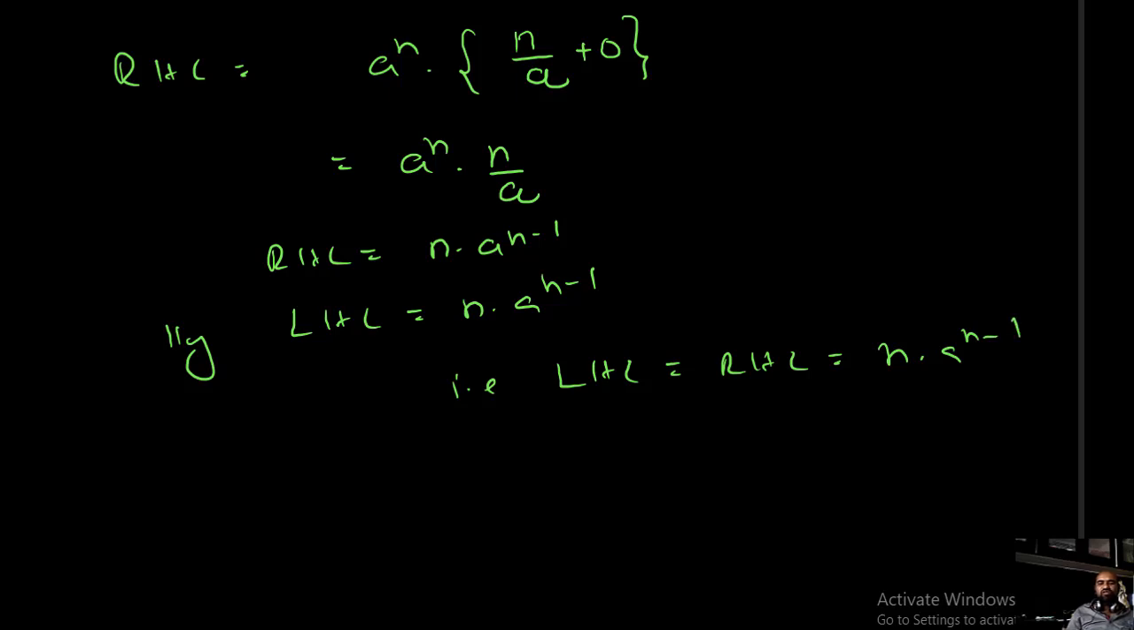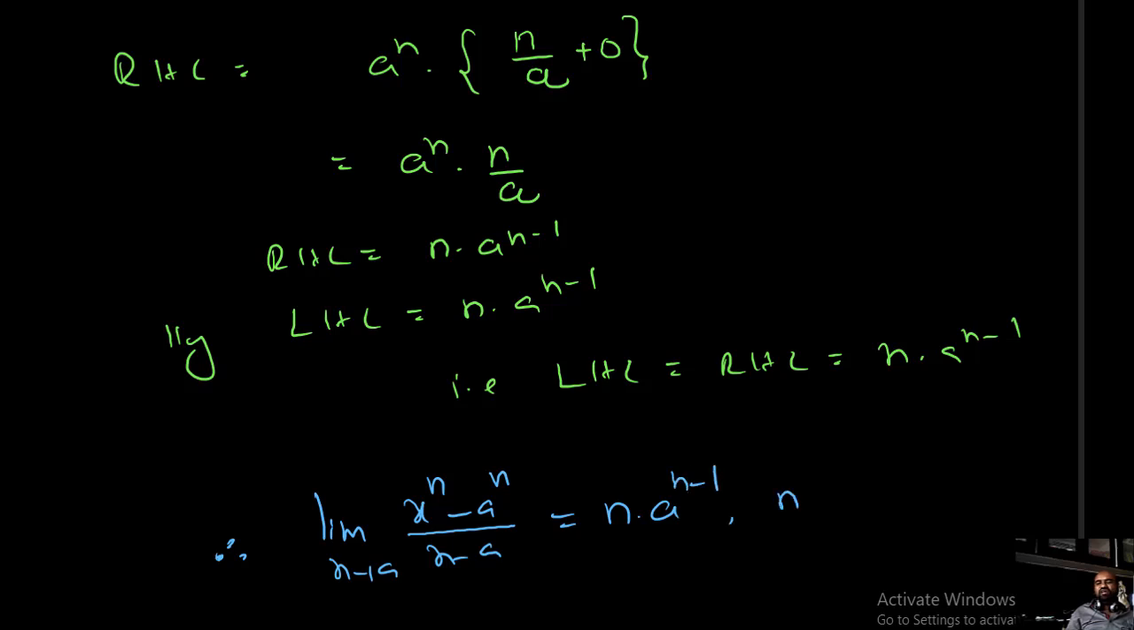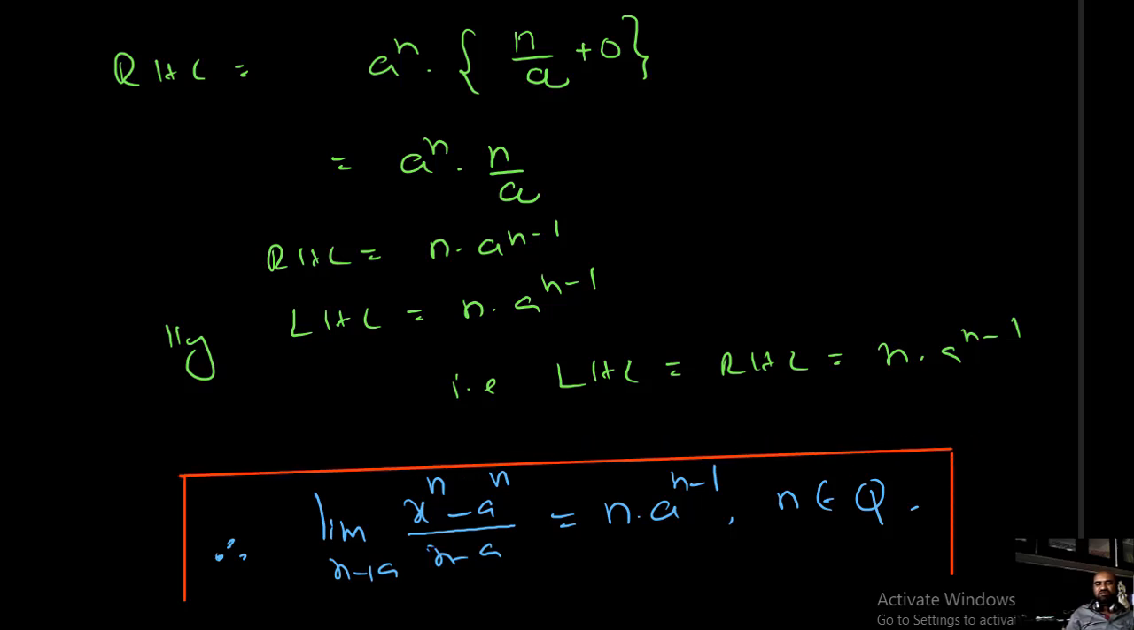Now I want to write the final conclusion. Therefore, the limiting value of x power n minus a power n by x minus a, x is tending to a, is nothing but n into a power n minus 1, where n belongs to the rational numbers Q. Very, very important result, students. Should remember this.